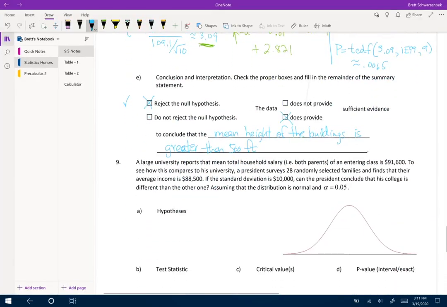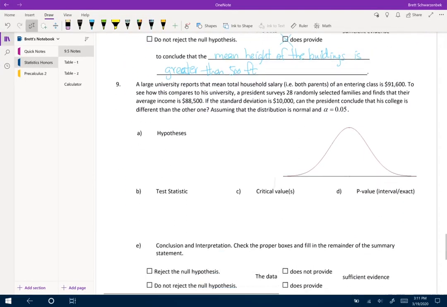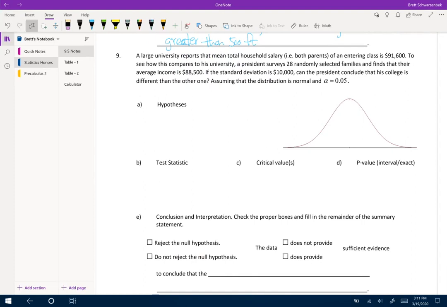Okay, for our last example, let's take a peek at number 9. It says a large university reports the mean total household salary for both parents of an entering class is $91,600. To see how this compares to his university, a president surveys 28 randomly selected families and finds that their average income is $88,500. If the standard deviation is 10,000, can the president conclude that his college is different than the other one? Assume that the distribution is normal and alpha is 0.05.